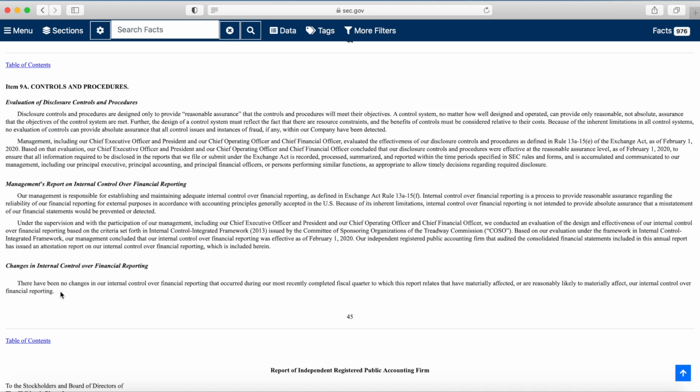This can be helpful if you're going to be doing the controls audit for a company or for a client. This is pretty good information to read as well, just to see, has there been any issues with their controls, like material weaknesses.